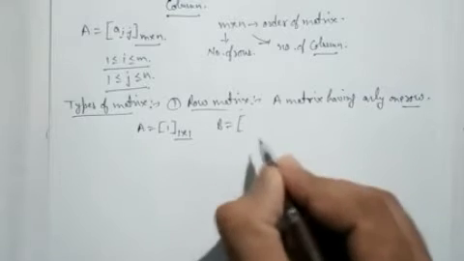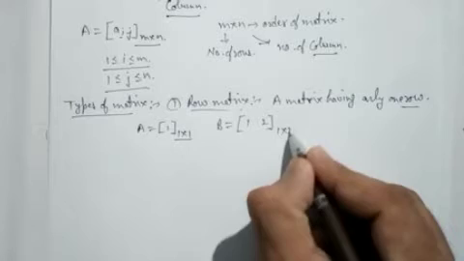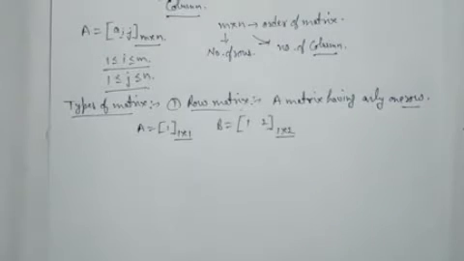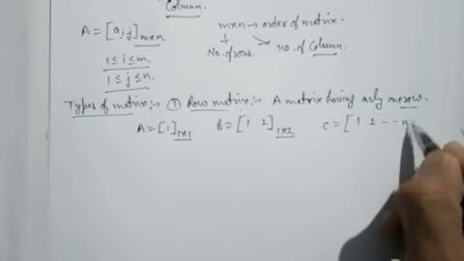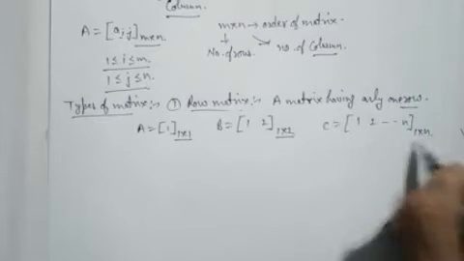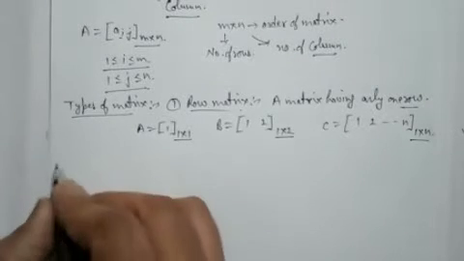B matrix is 1 2. This matrix is 1 cross 2. This is also a row matrix. C is 1 2 up to n, so 1 cross n. This is also a row matrix, as its name indicates.